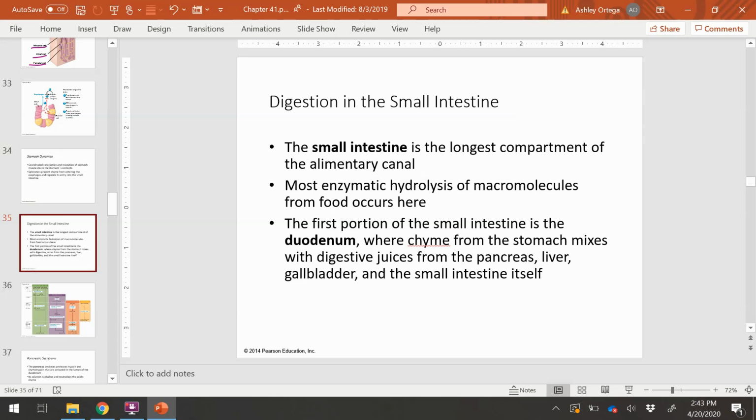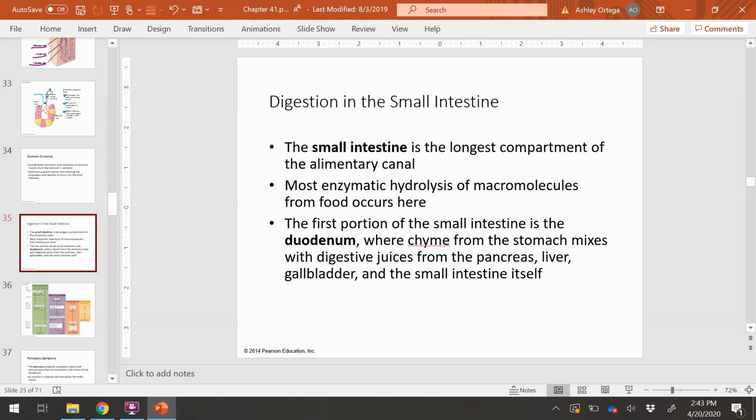So now let's look at how digestion occurs in the small intestine. The stomach processes the food for about 2 to 6 hours, and then it moves into the small intestine. This is the longest compartment of our human alimentary canal, where hydrolysis of those macromolecules occurs. And so it's going to break that food apart from those large macromolecules to the smallest ones so they can get absorbed by the cells.